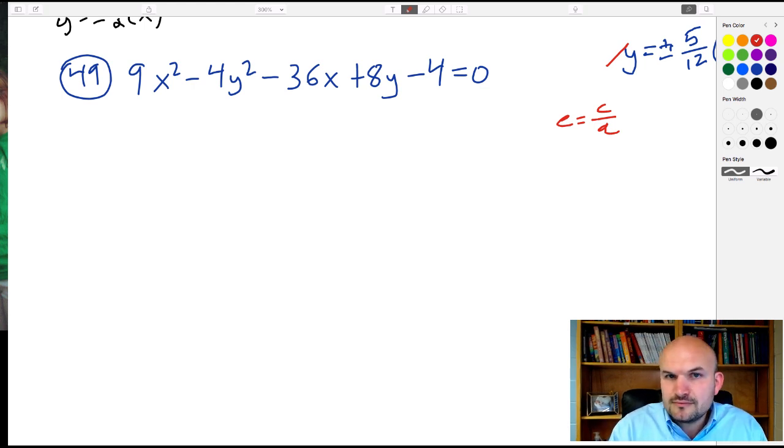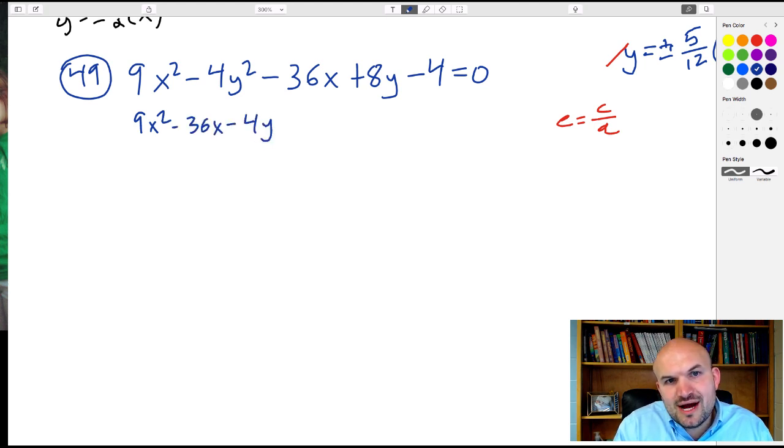All right, so in this last equation, we realize we have an equation that is not in standard form. Since it is not in standard form, we need to rewrite it in standard form, so we're going to need to complete the square. But before we complete the square, we want to rearrange our variables so our x's and our y's are grouped together. So I'm going to group my 9x squared minus 36x, minus 4y squared plus 8y, and then add the 4 to the other side, so that's equal to 4.